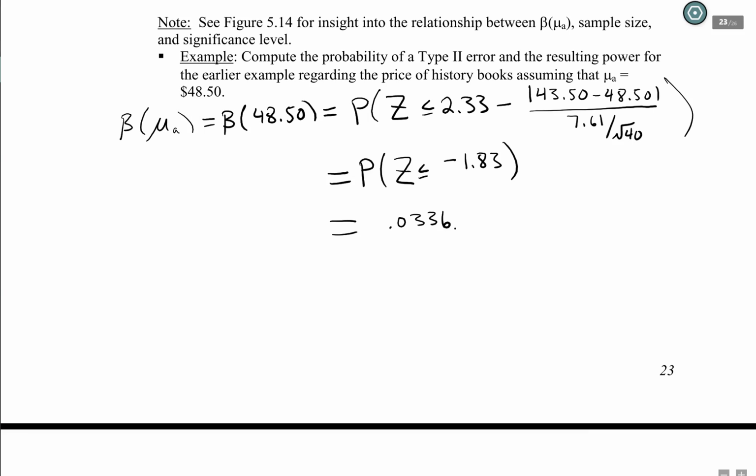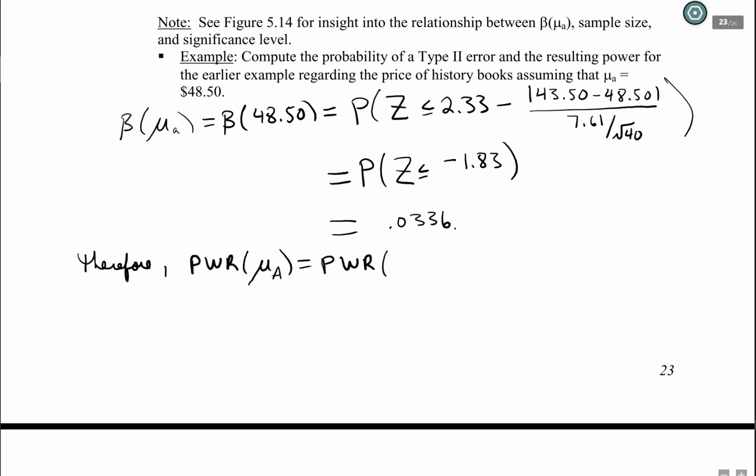What is the power then? Well, this is pretty straightforward here. Therefore, the power of the test at 48.5 is 1 minus that quantity, which is 0.964. So the power of the test is very high.